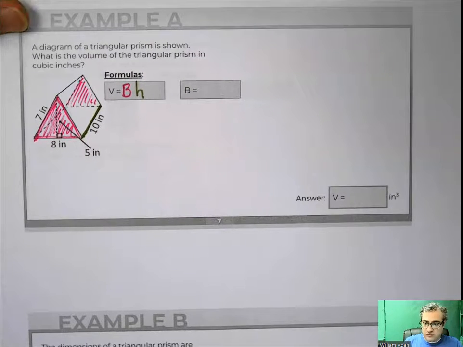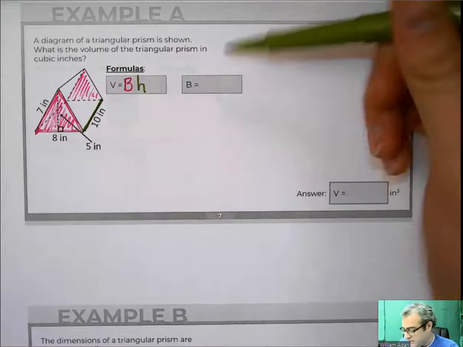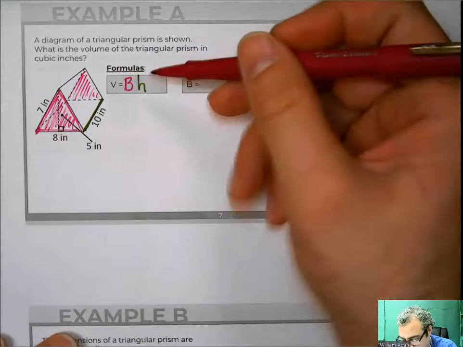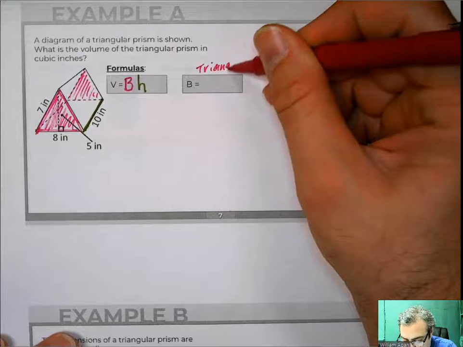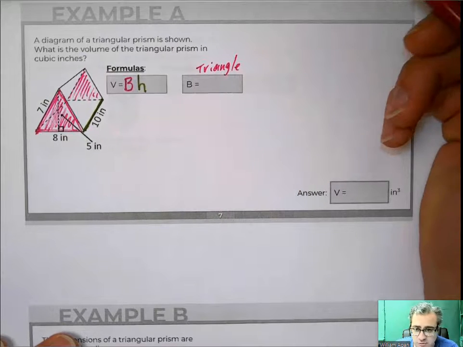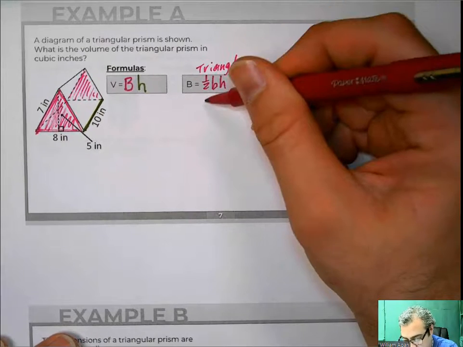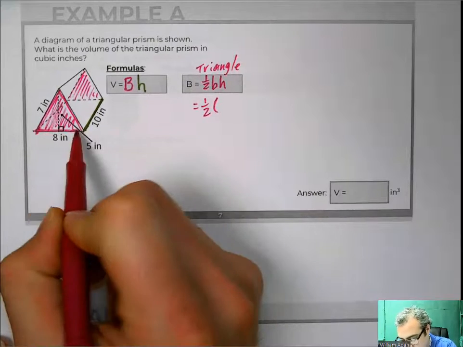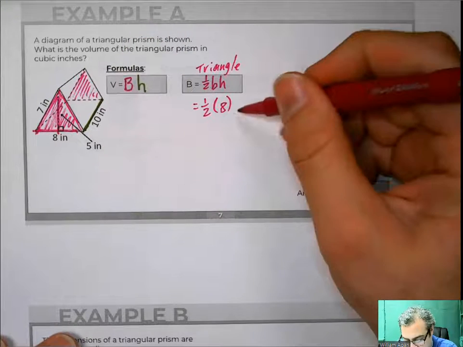Alright, so before we can do this, we need to find the area of the base. Well, what shape is that? That is a triangle. So we need to use the formula for the area of a triangle, which is 1/2 times base times height. So that's 1/2 times the base of this triangle, which is 8, and the height of this triangle, which is 5.